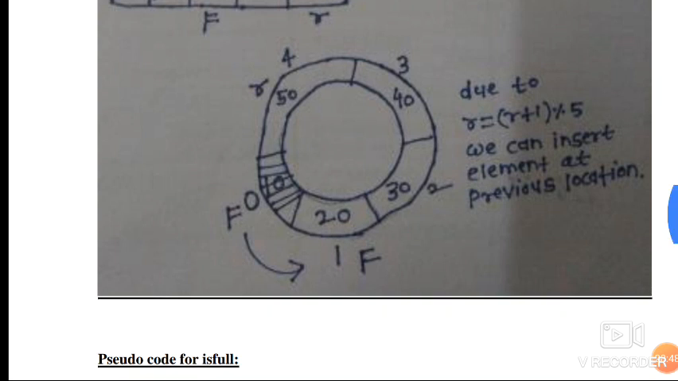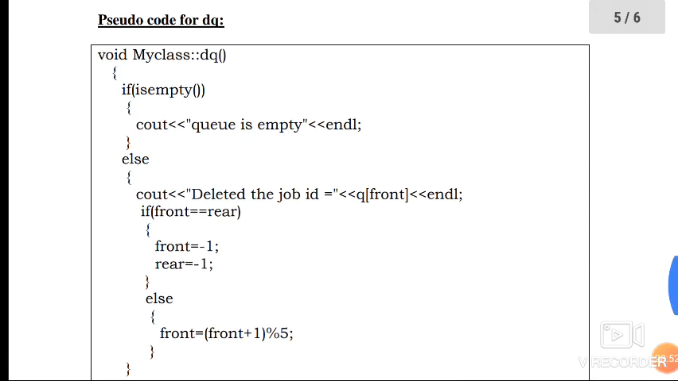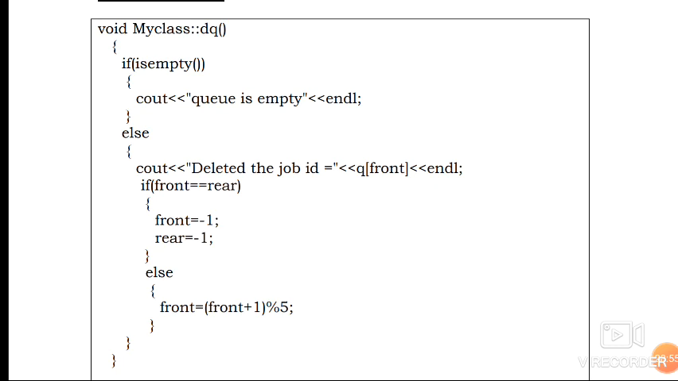Now see how it works. Now I would like to perform dequeue operation. Call is given to dequeue function. We enter into dequeue function. Again we check whether queue is empty or not.